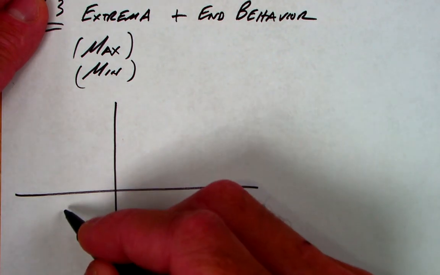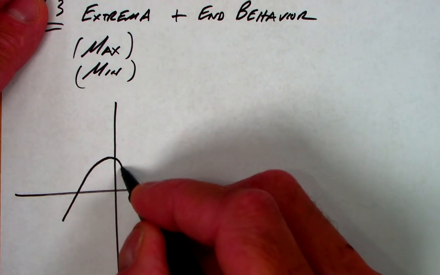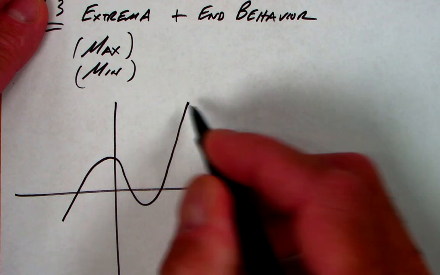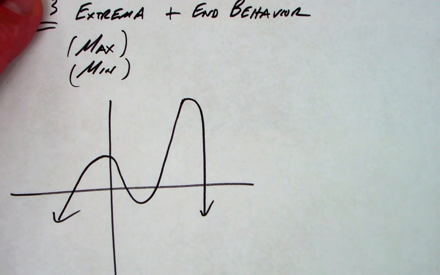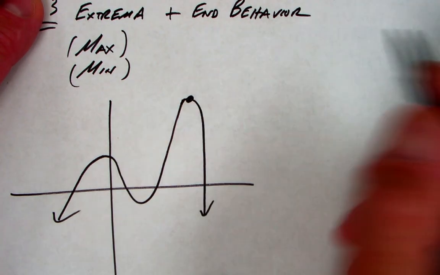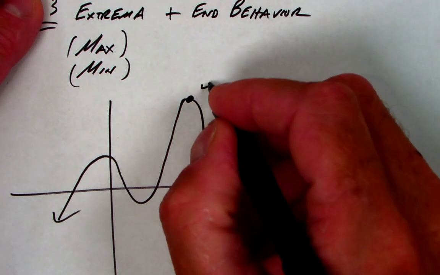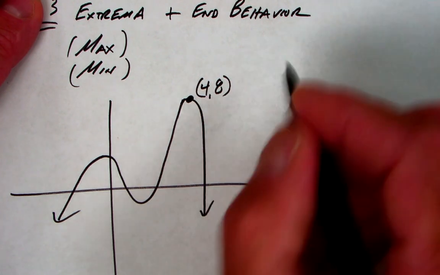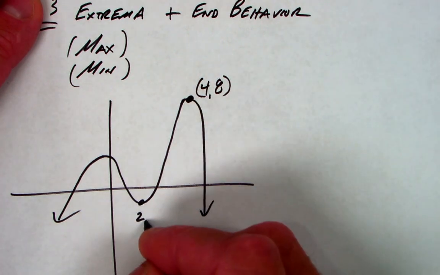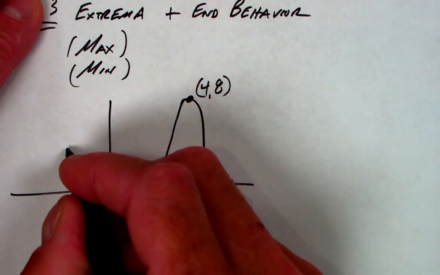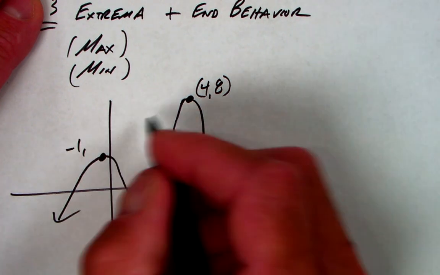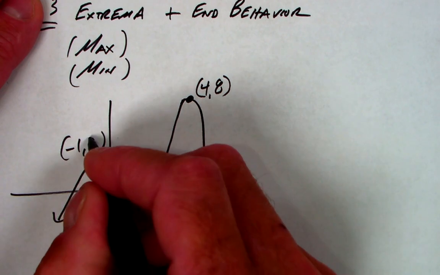I'm just going to give a quick graph right here. Oh, you know what? And then let's have this come back down. There you go. Okay. Let's say this high point, 4, 8, to -1, -1, 3. I don't care.